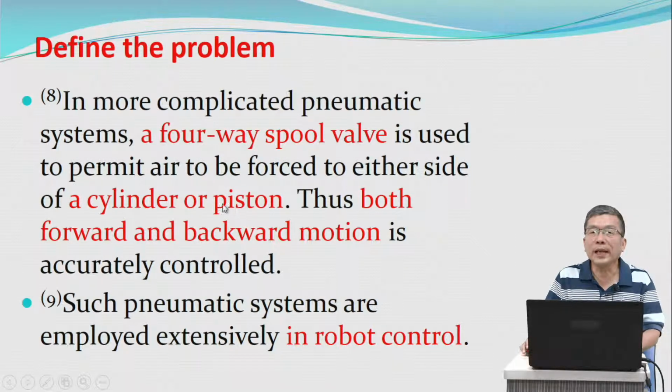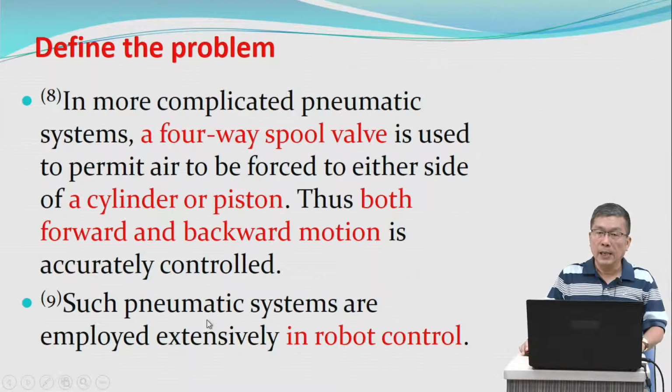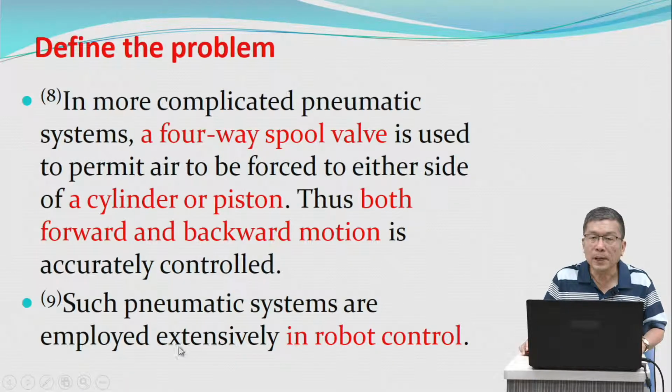In a more complicated pneumatic system, a four-way spool valve is used to permit air to be forced to either side of a cylinder or piston. Thus, both forward and backward motion is accurately controlled. Such pneumatic systems are employed extensively in robot control.